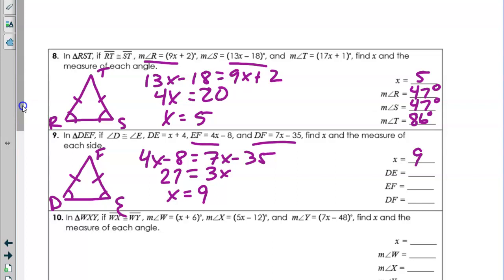And then we need to figure out the length of DE, EF, and DF. So starting with DE, what's the length of DE? 13. Good. And then EF? You should be popping stuff into your calculators. Alright, and then DF. 28. Good.